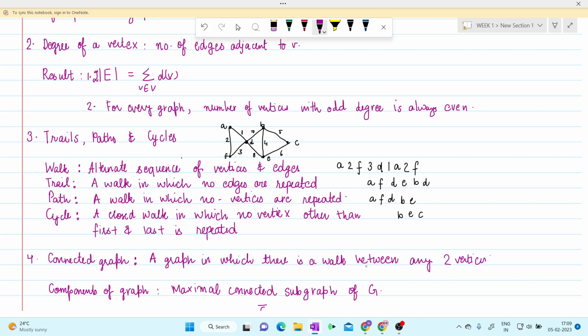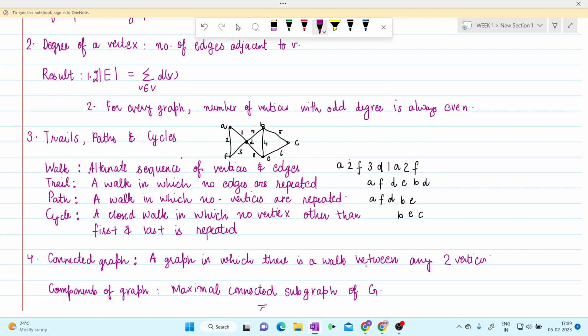So you can see, if we start with A, F, D, again we go to A, and then again to F. So a walk is just an alternate sequence of vertices and edges. In the middle you write the edge, on the left is the beginning vertex, and on the right is the end vertex.